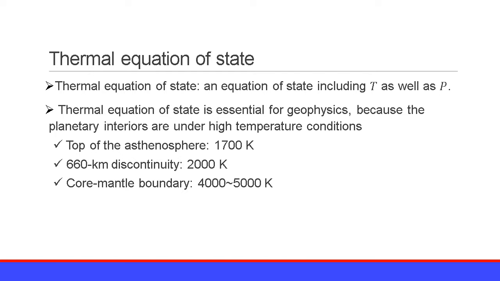The top of the lower mantle is considered about 1700 Kelvin. At the 660 km discontinuity, temperature may be 2000 Kelvin, and at the core mantle boundary, temperature may be 4000 or 5000 Kelvin. In order to obtain the density of the Earth's interior at such high temperatures and pressures, we need thermal equation of state.